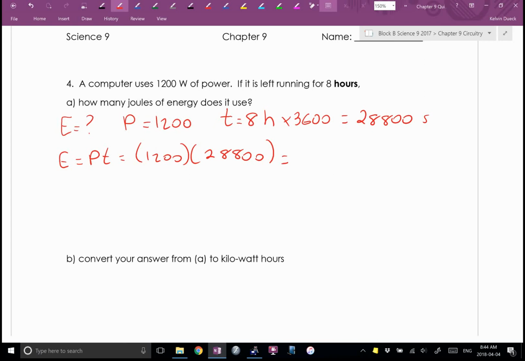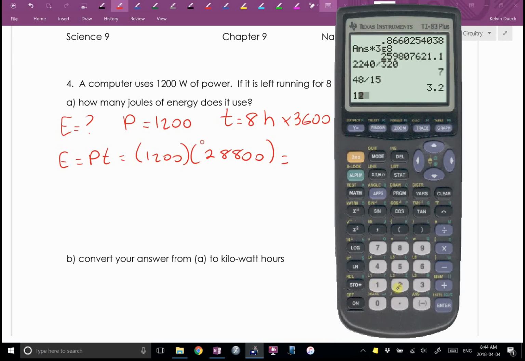If you use a computer for 8 hours, how much energy is it going to use? That's going to be 1200 times 28,800. And I get 3, 4, 5, 6, and 4 zeros.